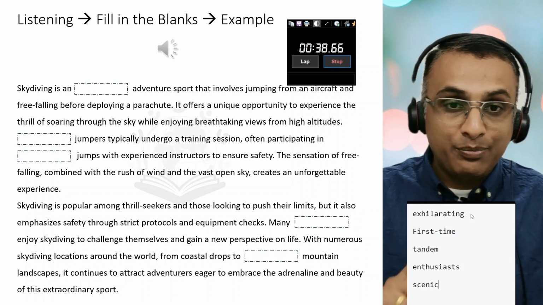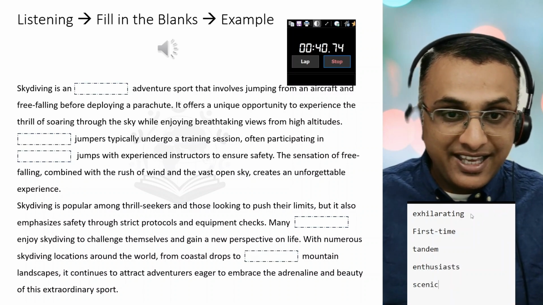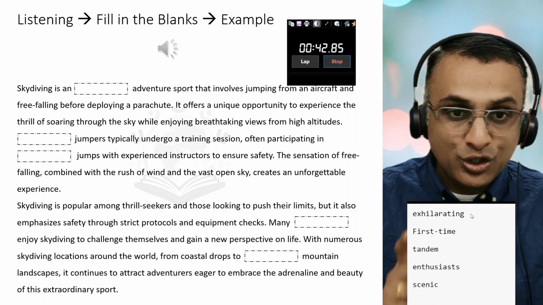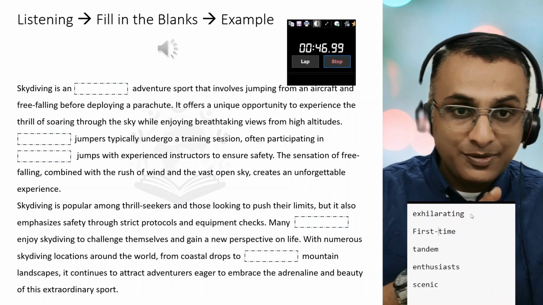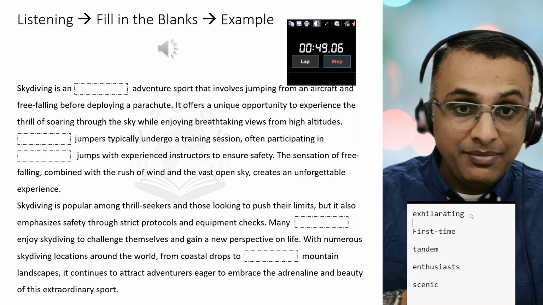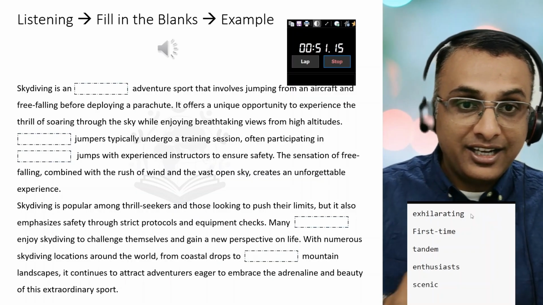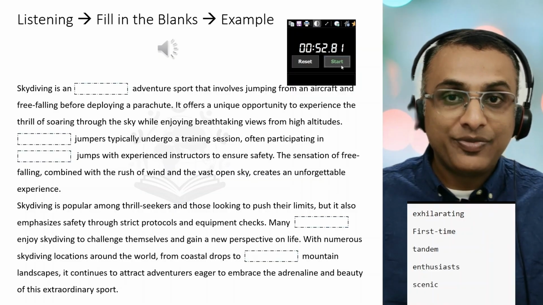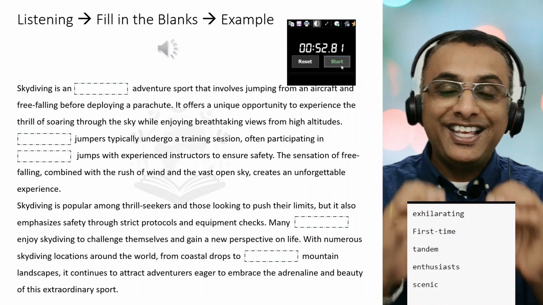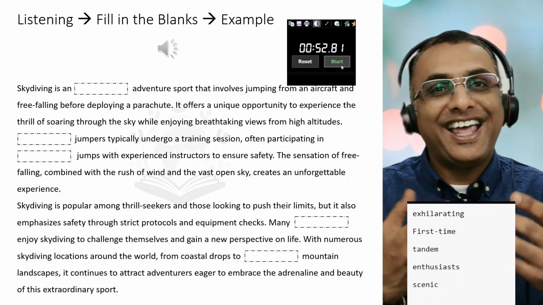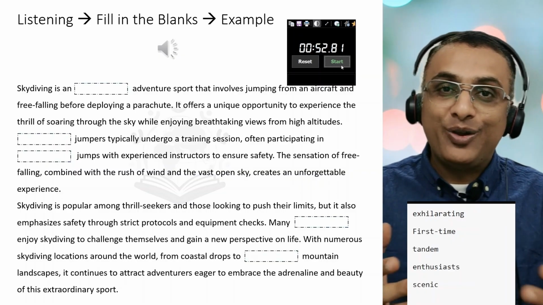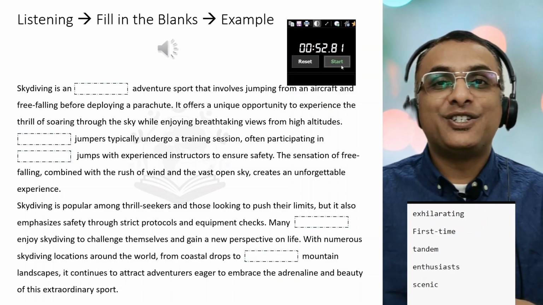SCENIC. Now let's go ahead and proofread it quickly. SCENIC, ENTHUSIASTS, tandem, FIRST, space, hyphen, time, exhilarating. All good. Now, I have consumed less than 1 minute to type the correct spelling and then proofread it as well. Now, let's go ahead and see if my answers were correct.